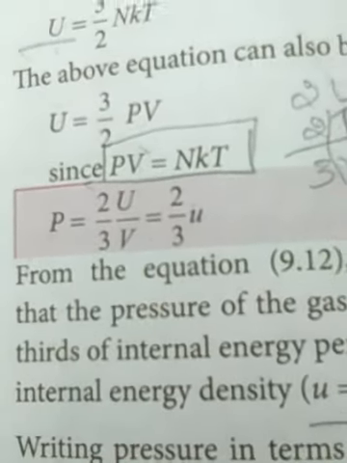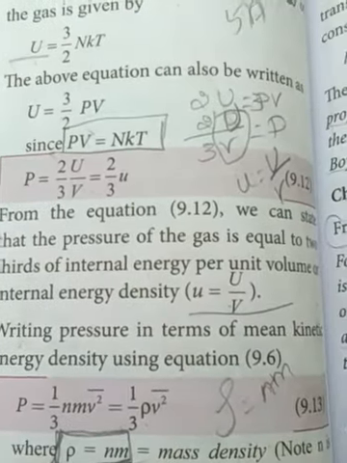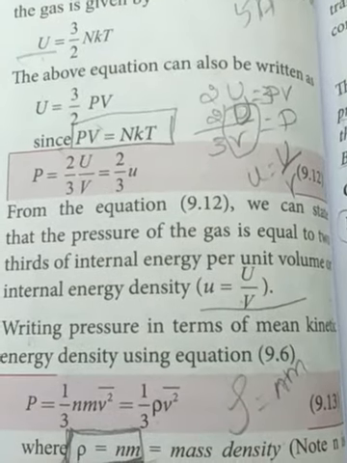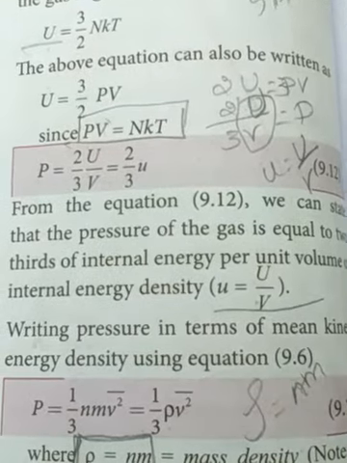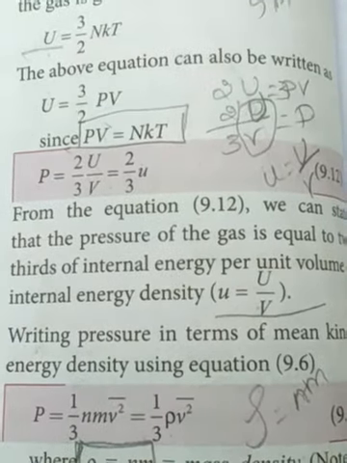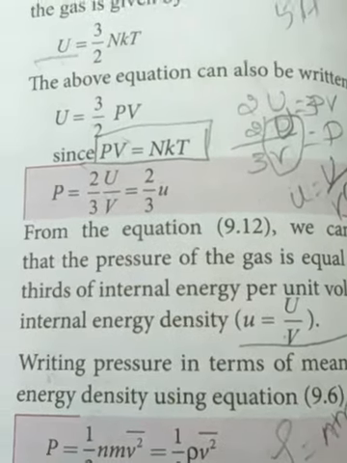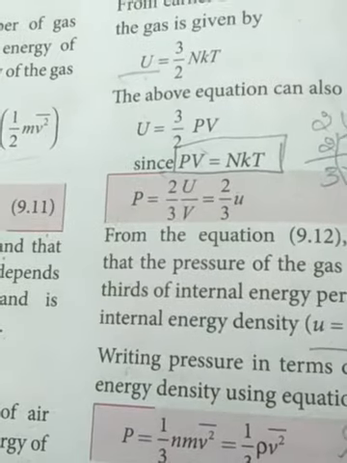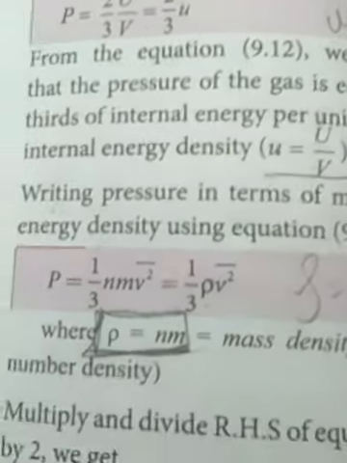So U by V is taken as small u. Why do we take it as u? It means that the pressure of the gas is equal to two thirds of the internal energy per unit volume. Per unit volume, the internal energy density means small u equal to capital U by V, the internal energy by volume.